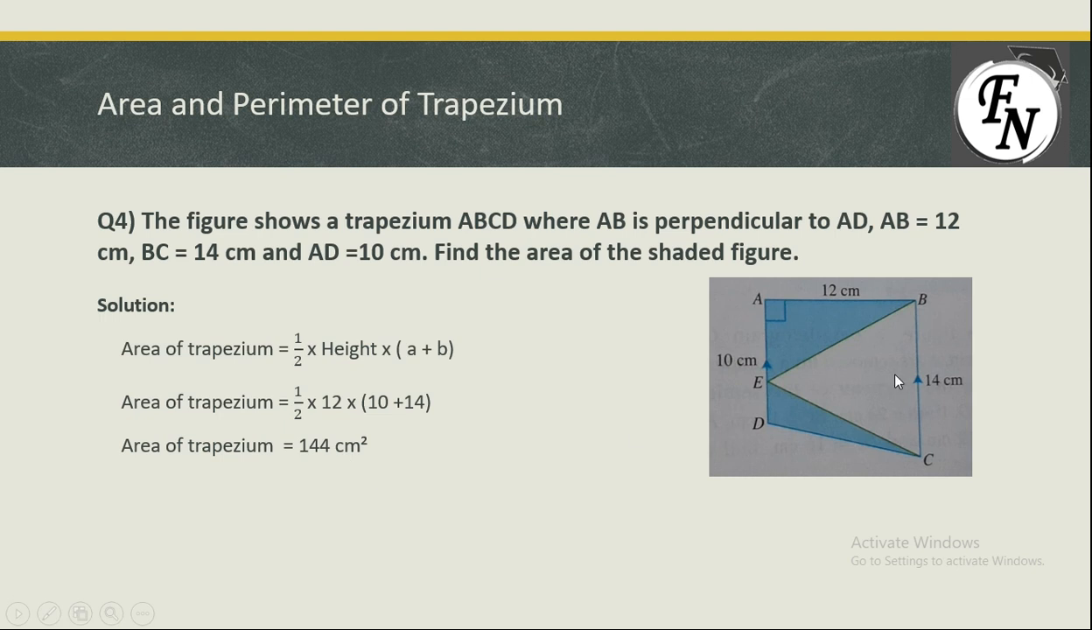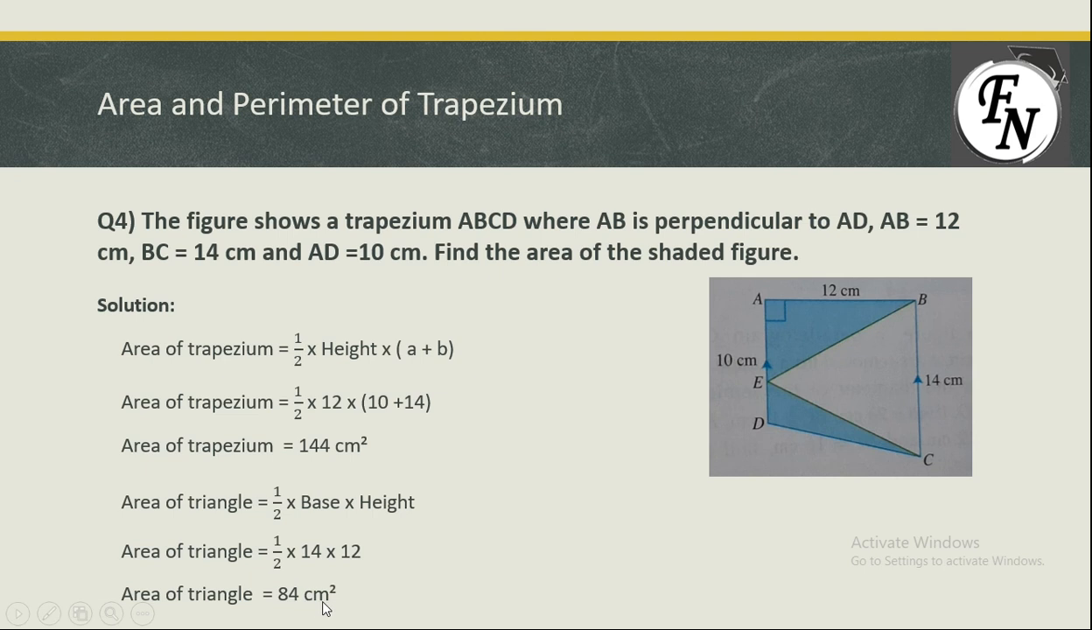After that, I need to calculate the area of this inner triangle, that is CEB. So this is 12 and this is 14, so I can use the formula of area of triangle, that is half into base into height. The base is 14 and the height is 12. So I can cancel this. 2 ones are 2, 2 sixes are 12, and 6 fourteens are 84 centimeters squared.